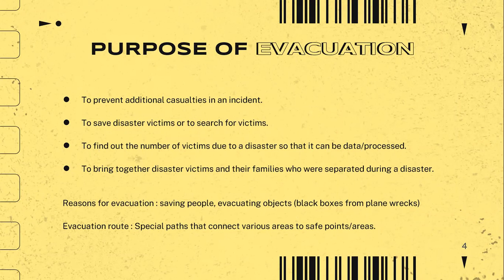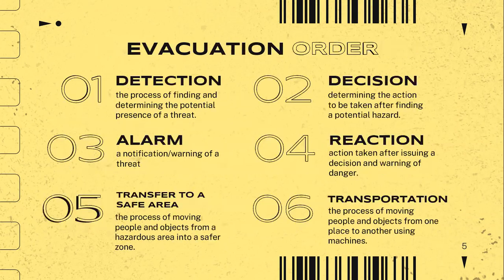The reason for evacuation is saving people, evacuation objects, or black box from plane wrecks. Evacuation road is a special path that connects various areas to safe points or areas. There are 6 evacuation orders.